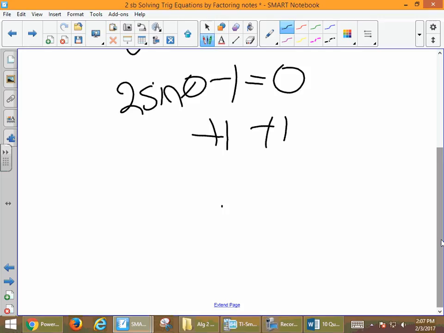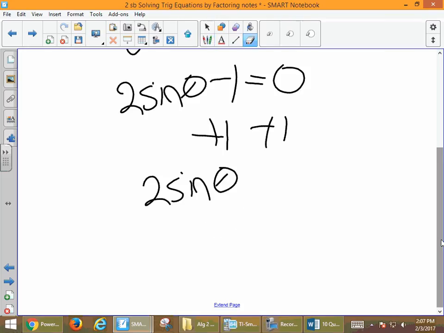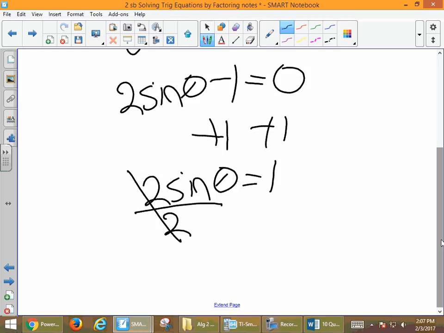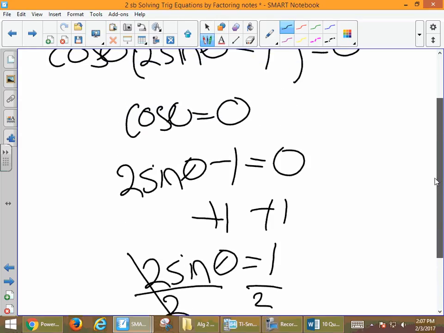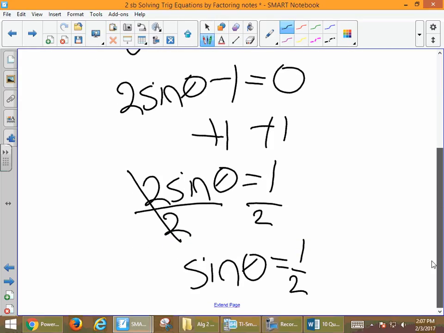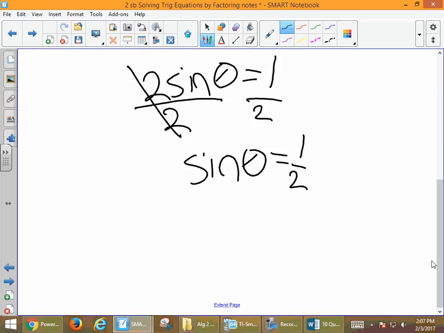And so now we have 2 sine of theta equals 1. We have one more step to isolate the variable. We're going to divide by 2. So we're left with sine of theta equals 1/2. But like before, we still had another one, which was cosine of theta, which already had the variable isolated. So I'm just going to write it underneath. Cosine theta.